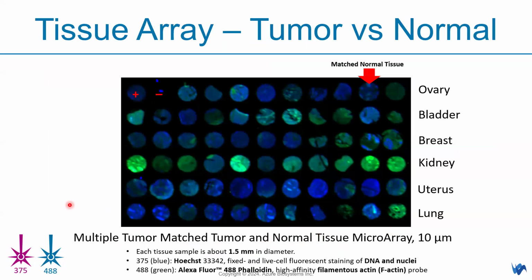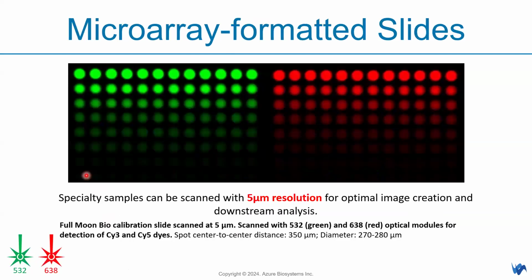Let's look at something we call the tissue array. This is a tissue array scanned at 10 micron resolution. We're looking at these samples, which are very small, basically 1.5 mm in diameter. This array is to scan between tumor and normal samples. And to showcase, Sapphire FL is also able to scan microarray formatted slides. You can scan at 5 micron resolution for the best image creation and downstream analysis.